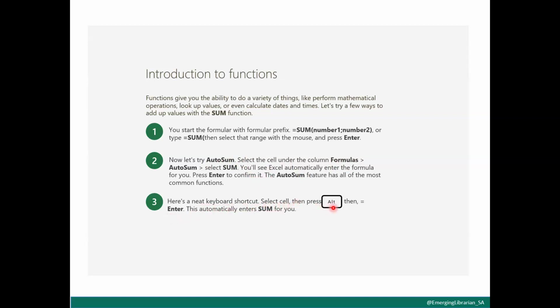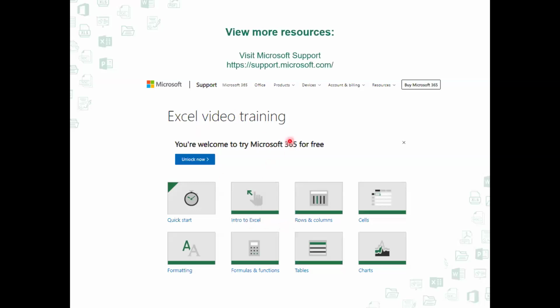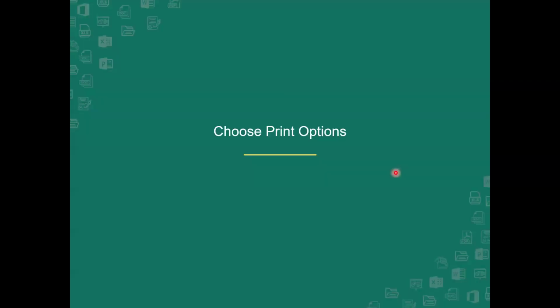Select cell, then press Alt, then formula prefix, then enter. Automatically, this enters sum for you. So there are various ways in entering a formula. So these are the videos that Microsoft is providing for tutorial purposes.